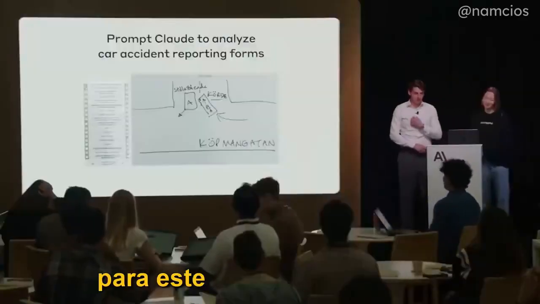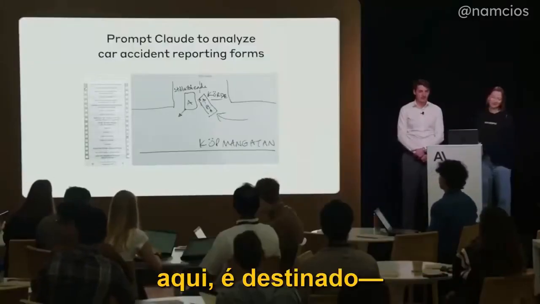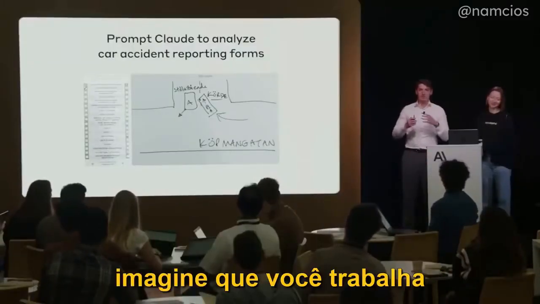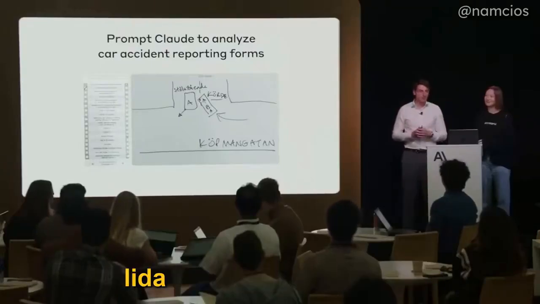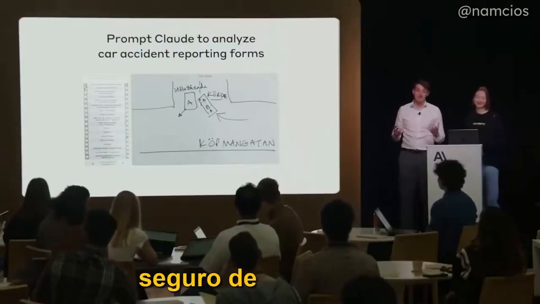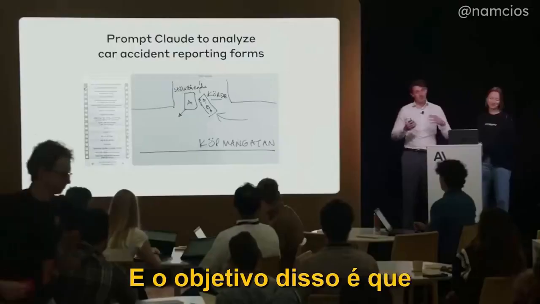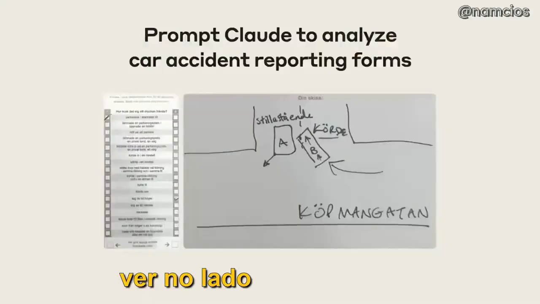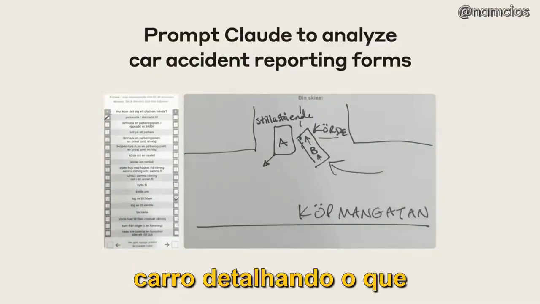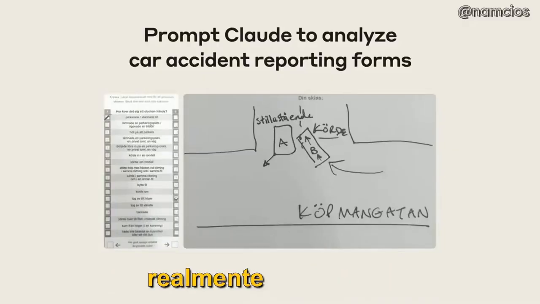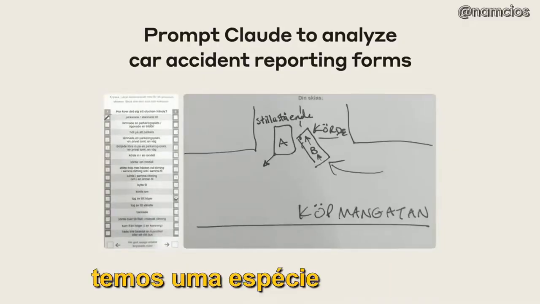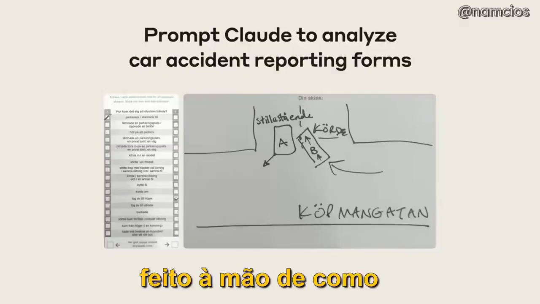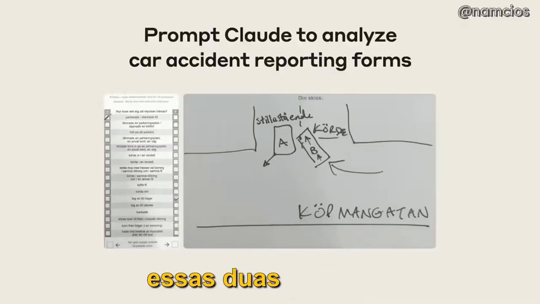So for this example, to set the stage, imagine you're working for a Swedish insurance company and you deal with car insurance claims on a daily basis. And the purpose of this is that you have two pieces of information. We're going to go through these in detail as well, but visually you can see on the left-hand side we have a car accident report form, just detailing out what transpired before the accident actually took place. And then finally we have a sort of human-drawn sketch of how the accident took place as well. So these two pieces of information is what we're going to try to pass on to Claude.